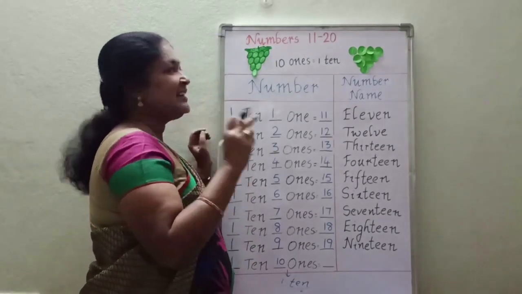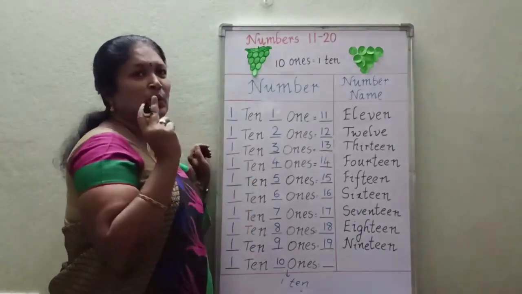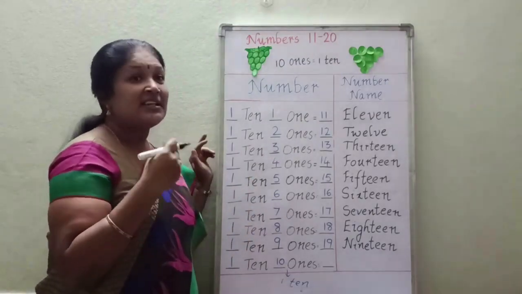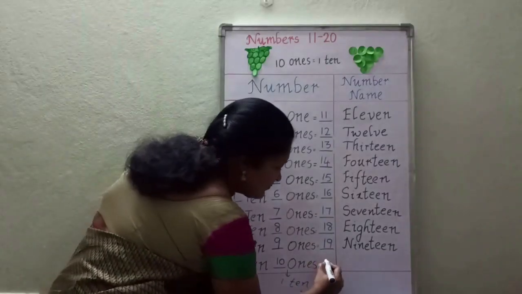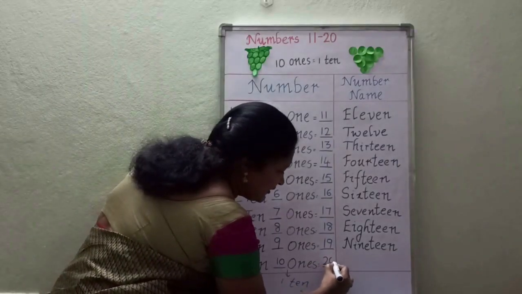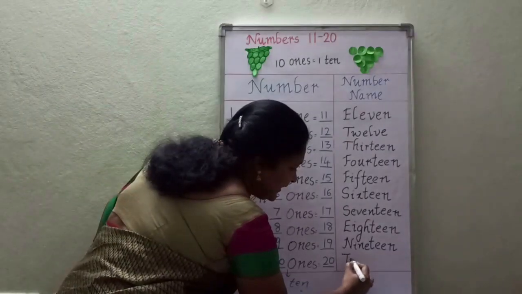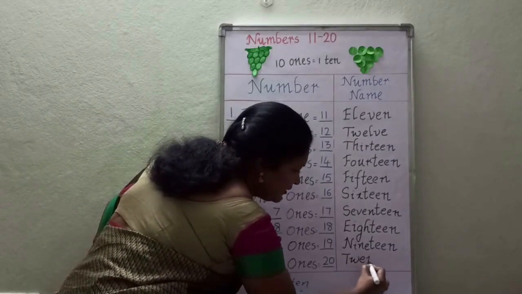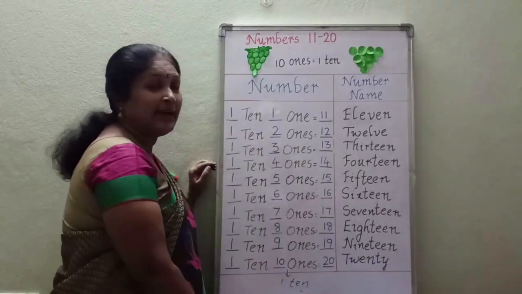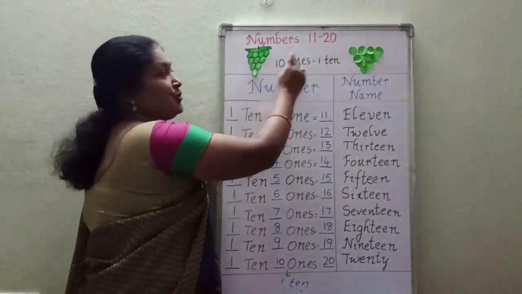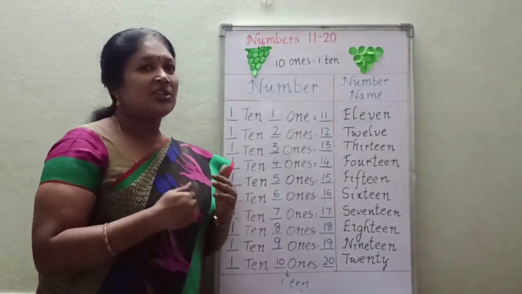What is the 2 tens? 2 tens means that is 20. What is the spelling of 20, children? So write here 20. And what is the spelling of 20? T-W-E-N-T-Y. 20. So here 2 tens came. So 2 tens means that is 20.